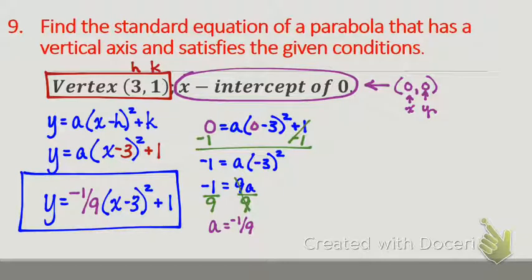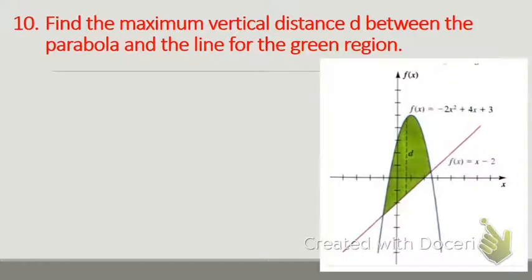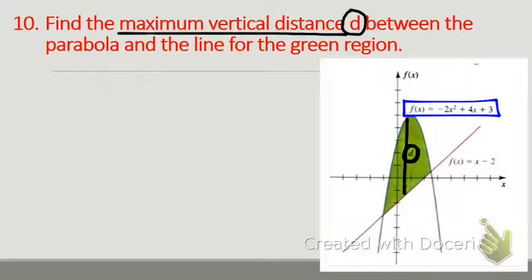You guys feel okay about finding the equation of a specific parabola? All right, we have two more types of problems to look at here. First one is this guy. I want to find the maximum vertical distance, which is being described as D, between the parabola and the line for this green region. So right here is what I'm trying to find. And I have this equation for the parabola, right here. And I have this equation right here for this line.